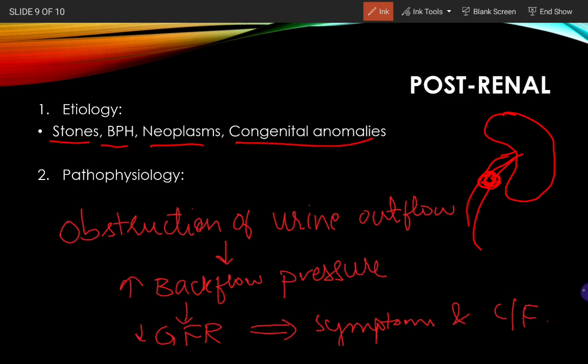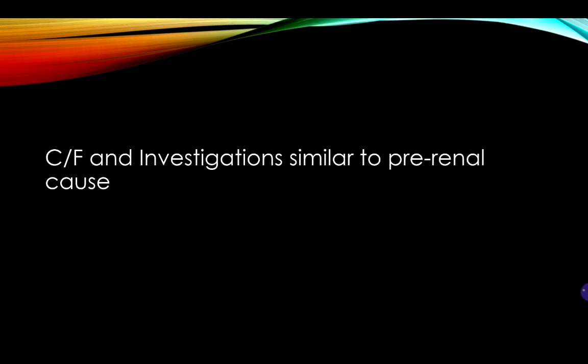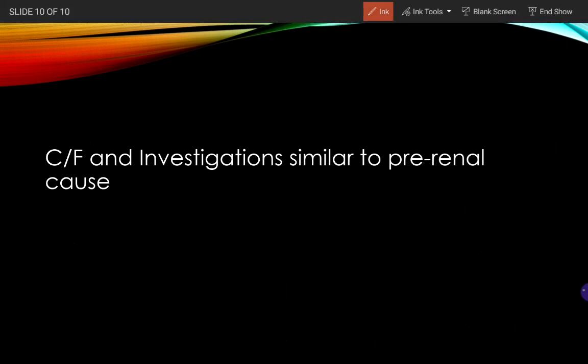Now what is the pathophysiology of this? Again it's the same. There's obstruction of urine outflow, so there's a backflow pressure this way. This also leads to a backflow pressure towards the glomerulus, and this leads to a decrease in GFR, which presents with symptoms and clinical features. Here the clinical features and investigations are more or less similar to the pre-renal cause. So the patient presents to you with oliguria and azotemia as usual.